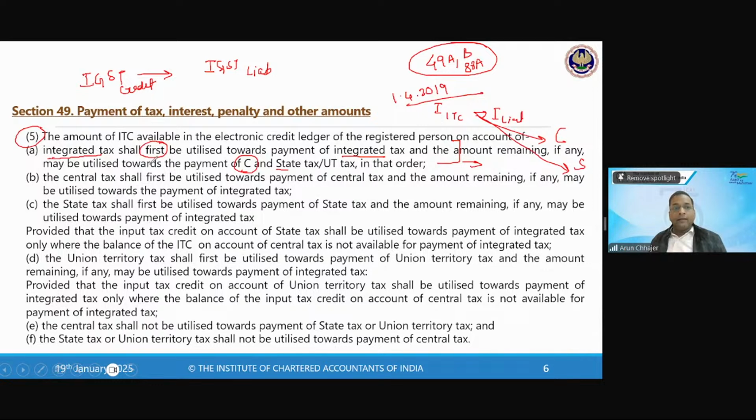ठीक है. CGST का ITC again shall be used for CGST का liability, and amount remaining, if any, may be used for IGST. SGST का ITC shall be used for the payment of SGST. Amount remaining, if any, can be used for IGST. Now, what is this? Let me explain with the help of example.